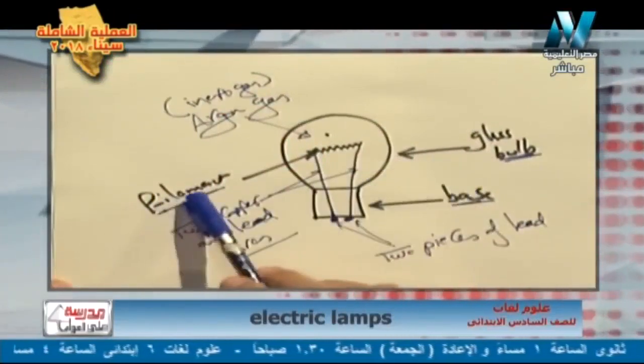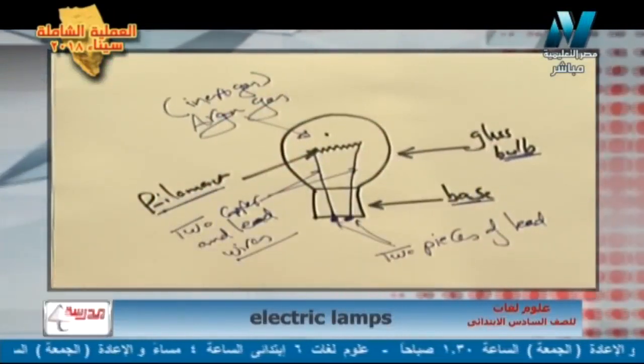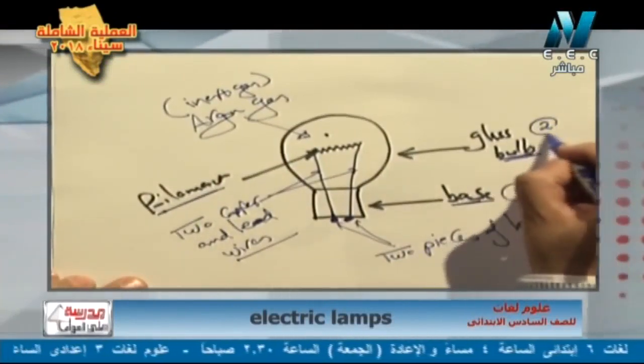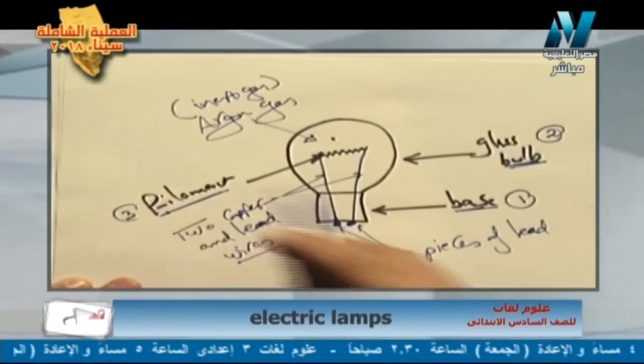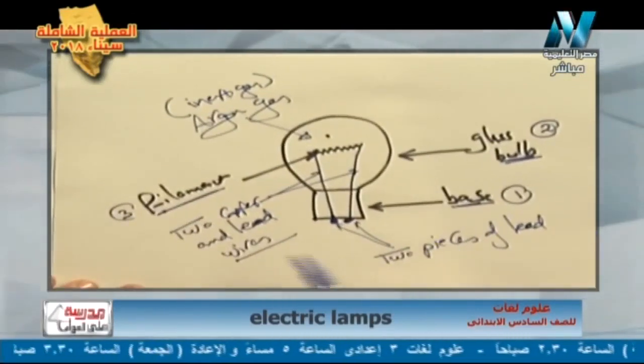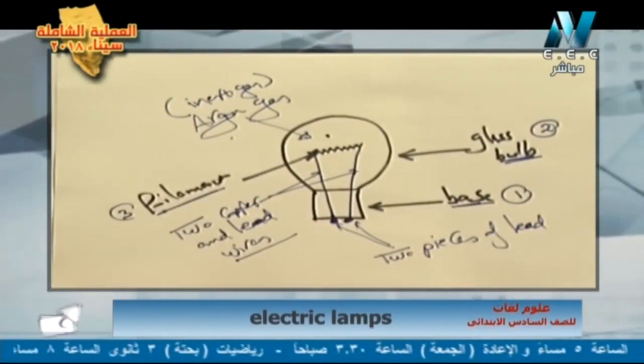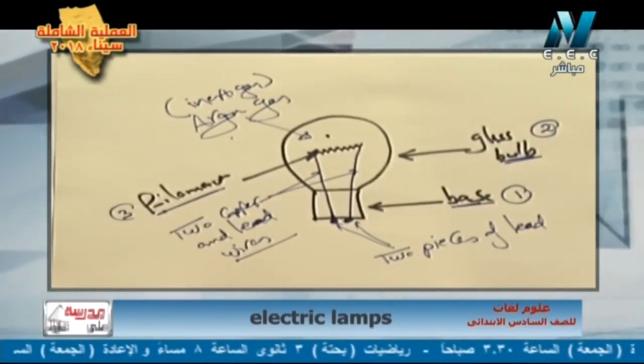The base and the glass bulb and also the filament. The main 3 parts: number 1, the base; number 2, the glass bulb; and also the filament, number 3. So what about those other 3 parts? They are secondary parts, meaning they are not directly related to the lighting.